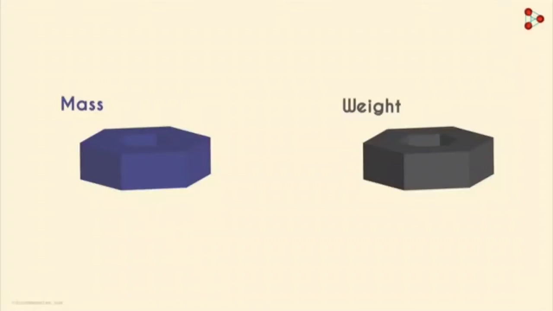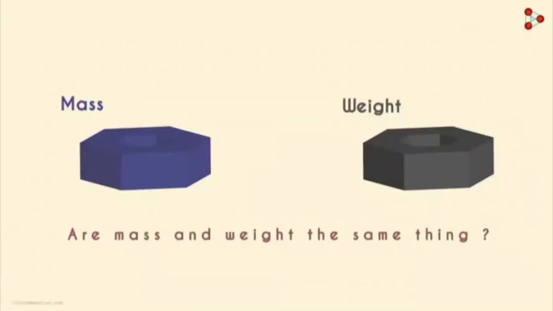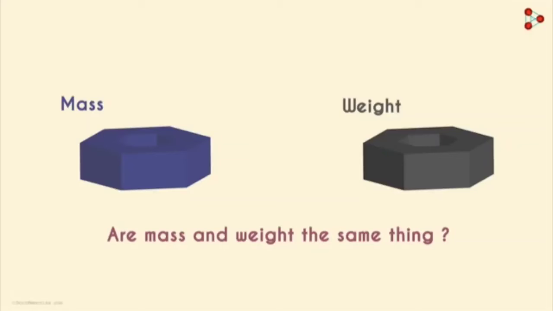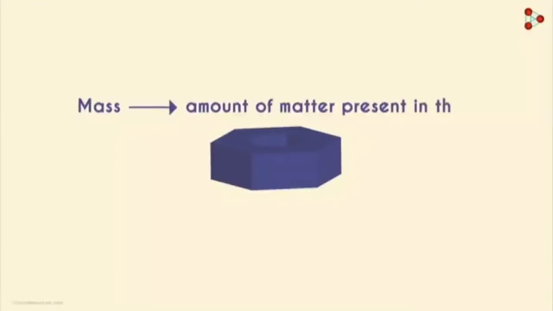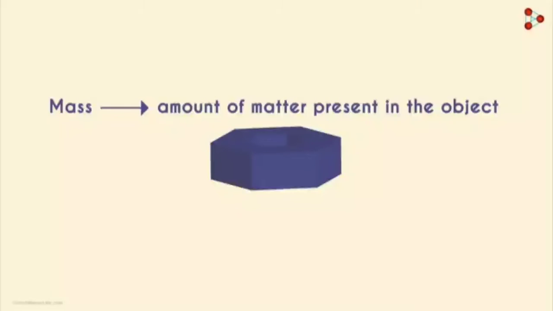Students, our first topic which we are going to discuss is mass and weight. So come to the topic. Let us accept that most of us think that mass and weight are pretty much the same things. Are they? No, they are not. There is a very simple way to understand the difference. So mass is simply the amount of matter that is present in the object.